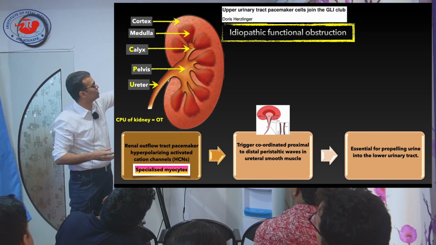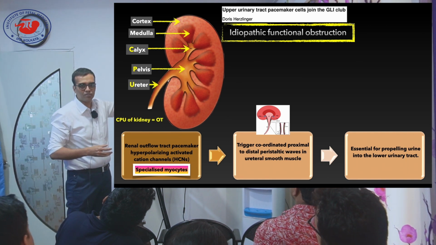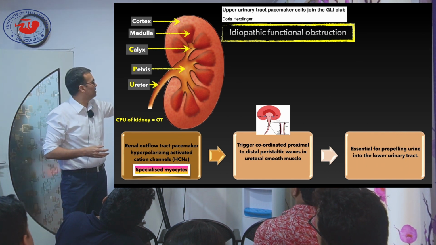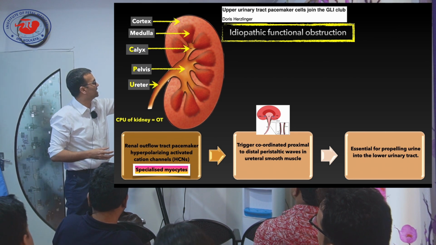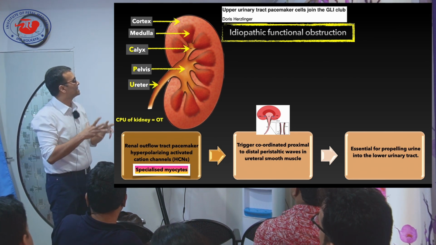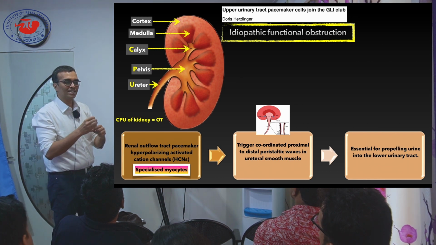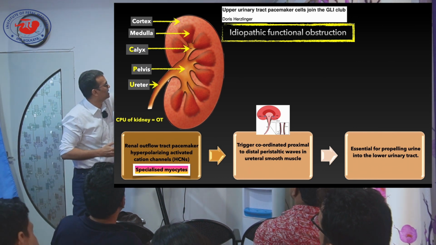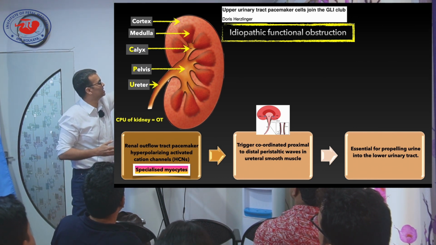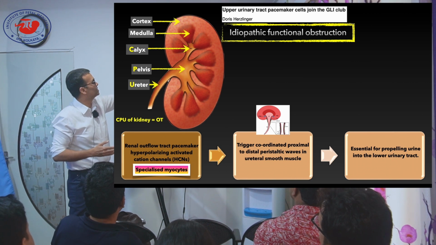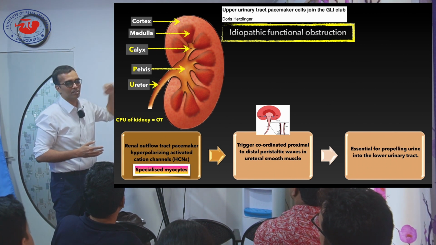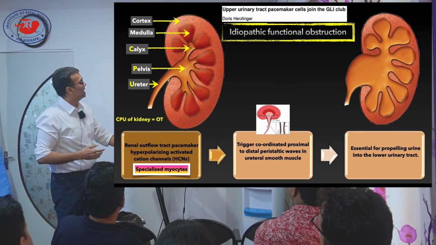There is production here. Now how does the production know which direction it has to go? So this pacemaker, these hyperpolarization-activated cation channels, send signals to these myocytes that they should contract, and once they contract, the urine from this collecting system goes into the pelvis, and from the pelvis to the ureter, and from the ureter to the bladder.